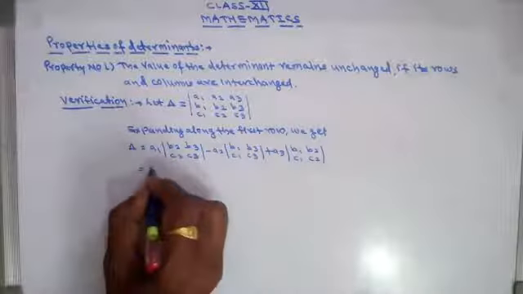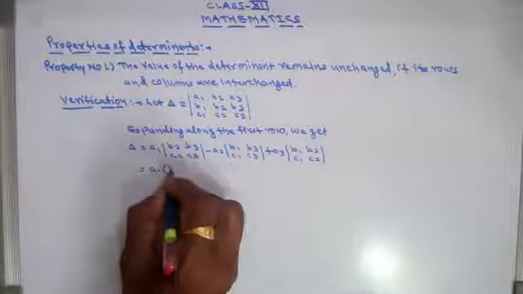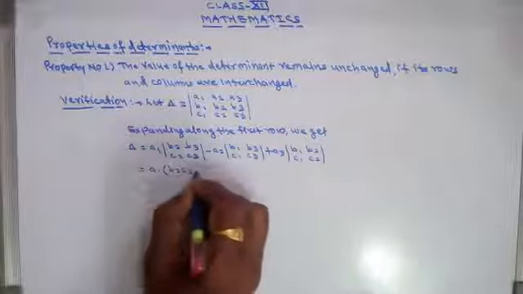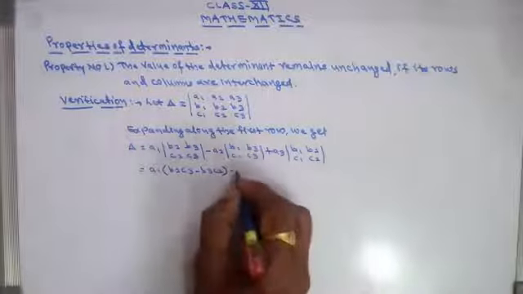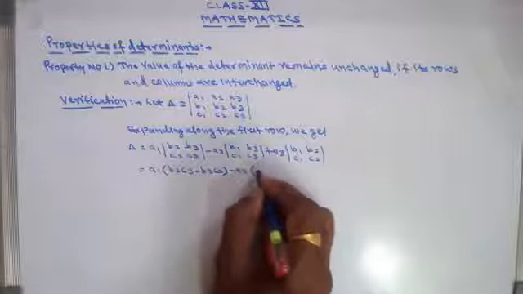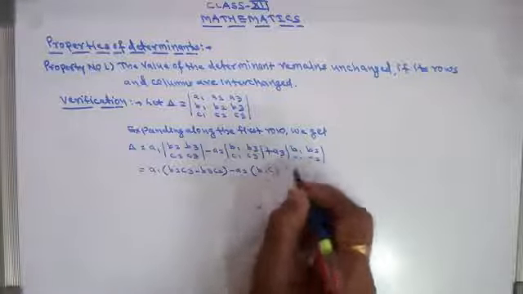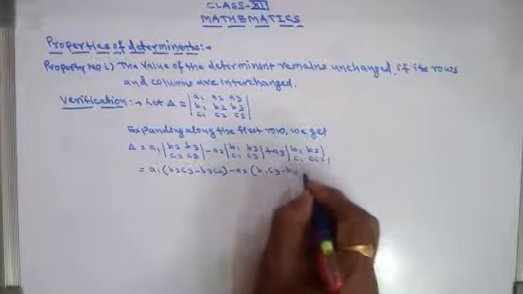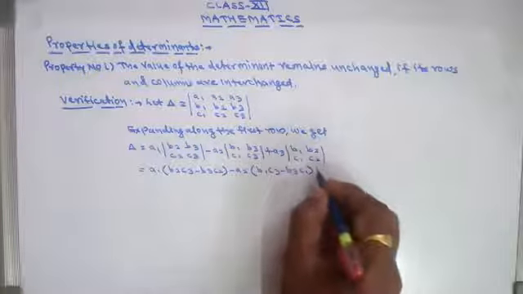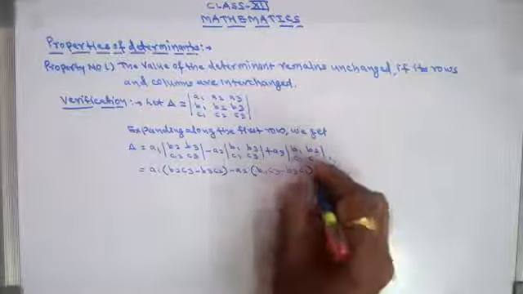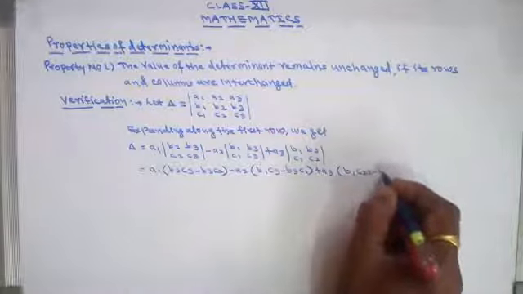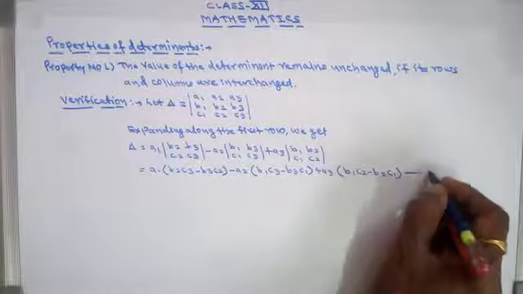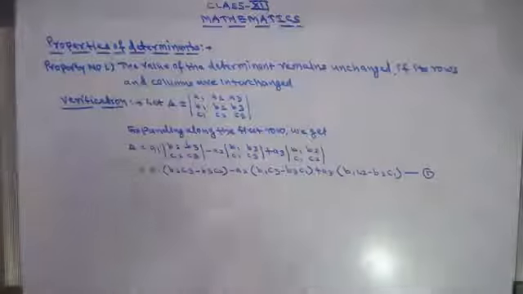So that is equal to A1 into bracket B2C3 minus B3C2, then minus A2 into B1C3 minus B3C1, plus A3 into bracket B1C2 minus B2C1. This is number 1. This is the value of the determinant if we expand this determinant along the first row.